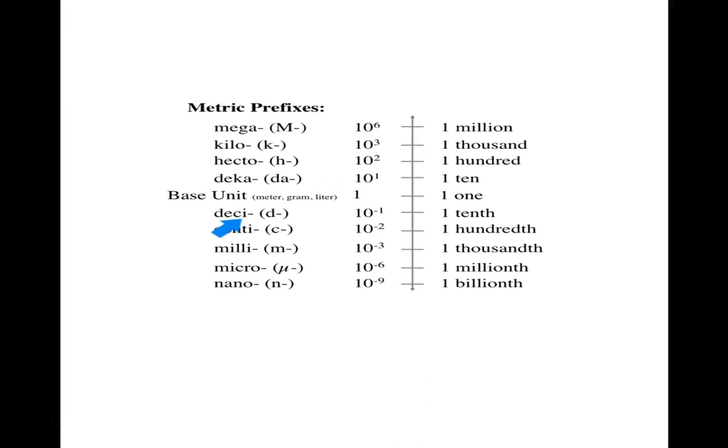So when we go to deci, a decimeter, decigram, or a deciliter are each a tenth of their original units. We go to the centi, which is a hundredth, and that would mean the centimeter, centigram, and the centiliter are a hundredth of the original value, and the same for milli. 1 millimeter, 1 milligram, or 1 milliliter are each a thousandth of the original value.